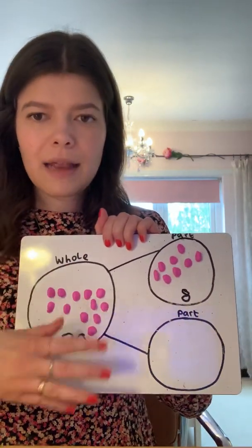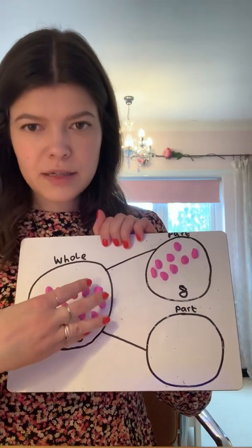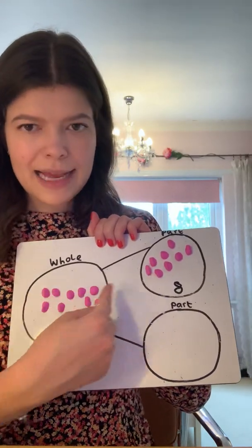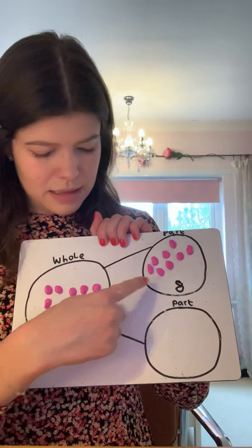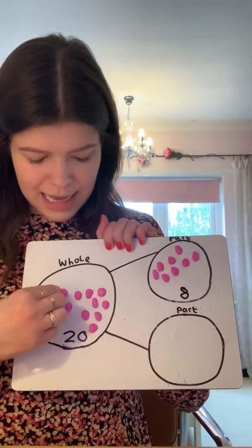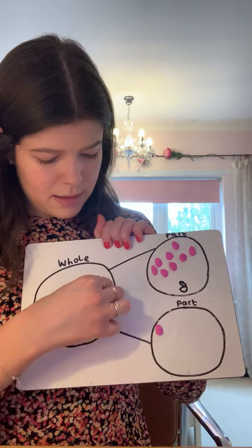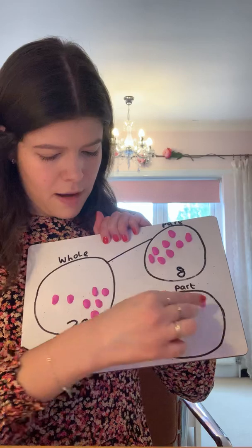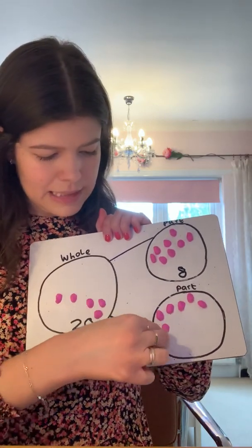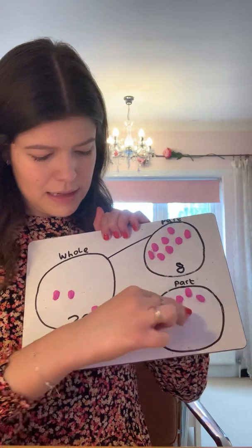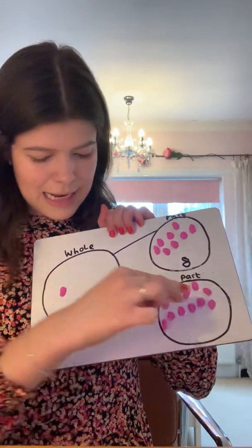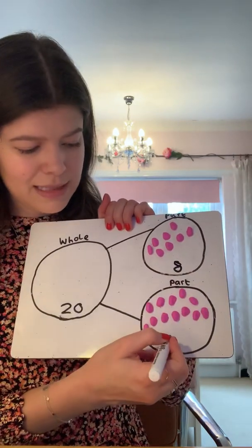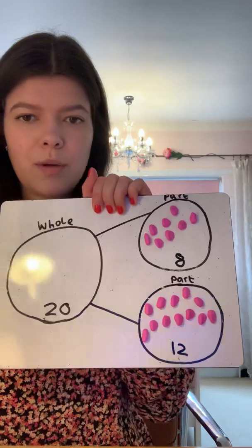Now to work out how many are left, I take all of these objects left and count them and move them into this part. So let's work out how many are left when we took away 8 from 20. How many are left? They go in here. Count with me. We start from 1, 2, 3, 4, 5, 6, 7, 8, 9, 10, 11, 12. How many were left? That number that we just counted. Fantastic. 12. So I write the number 12.